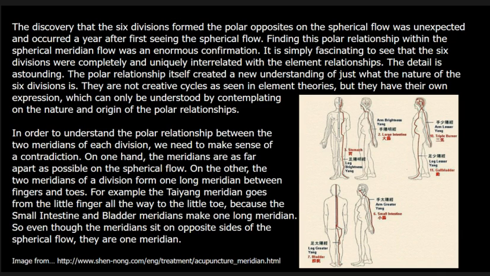The discovery that the 6 divisions form the polar opposites in the spherical flow was unexpected, and occurred a year after first seeing the spherical flow. Finding this polar relationship within the spherical meridian flow was an enormous confirmation. It is simply fascinating to see that the 6 divisions were completely and uniquely interrelated with the element relationships.